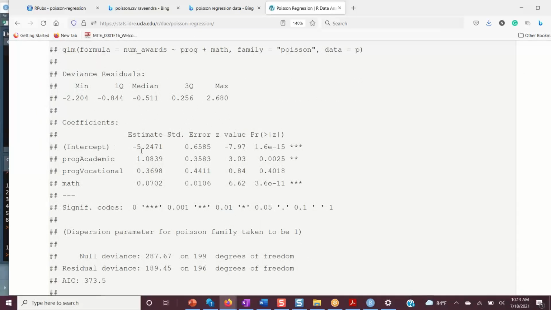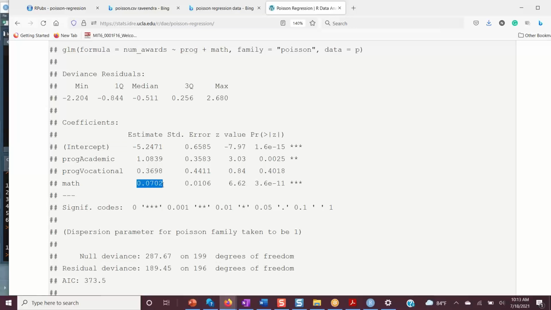This is the value of the intercept, and this is the academic program and the vocational program. So what is left out? General is left out, so that is captured in the intercept. Are you with me, everybody? This program is a factor variable, a 3-class variable: general, academic, and vocational. The general is captured in the intercept.